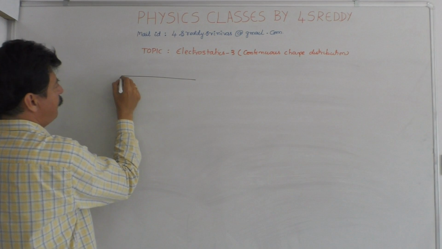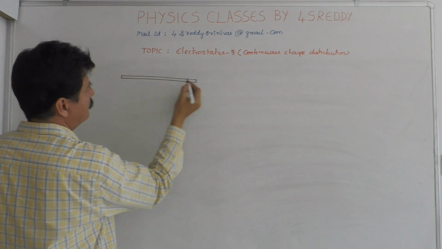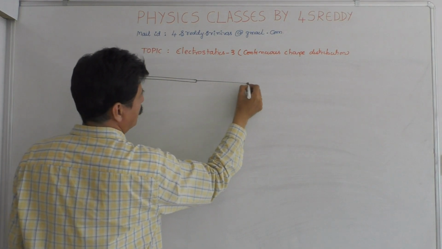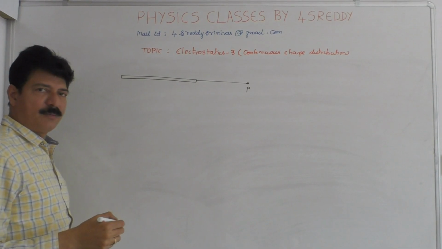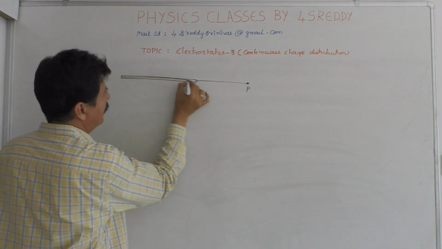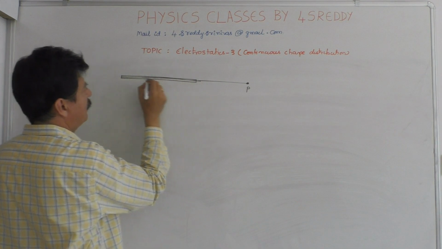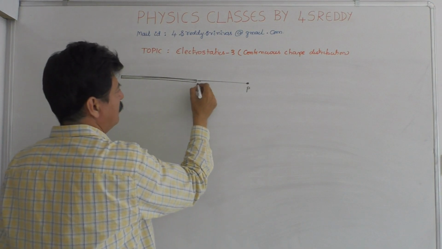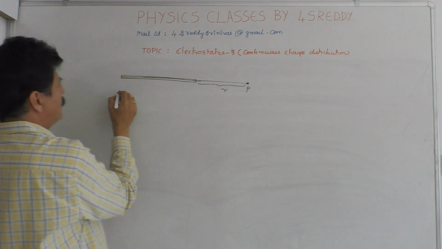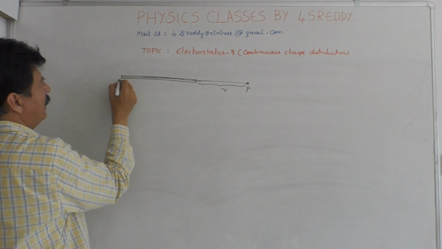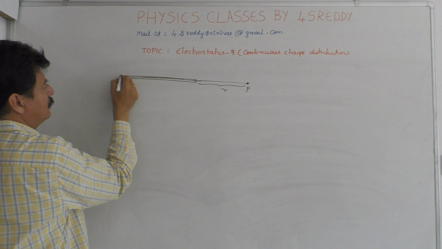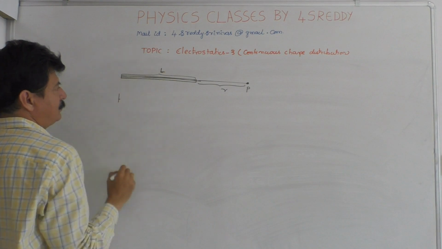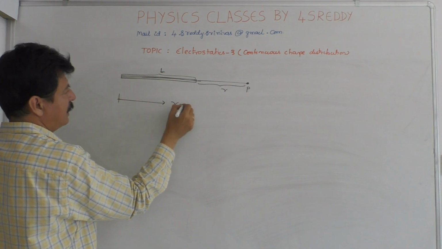Suppose this is a thin uniform rod. You are asked to calculate the field at a point P. Axial line means the line which passes through the length of the rod. Now this distance is given by r. Then if this rod has a length L, this becomes r plus L.